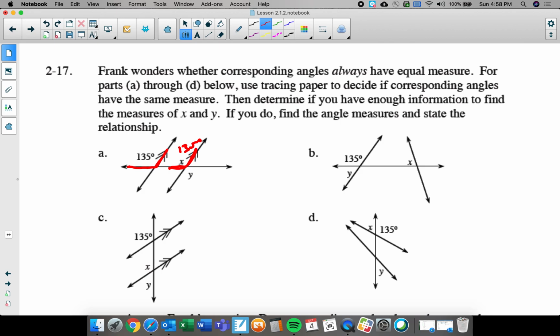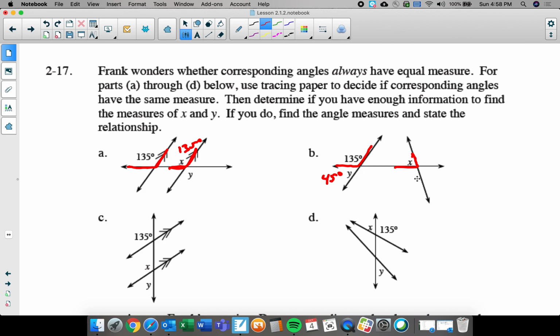In part B, 135 and Y are supplementary angles, so they have to add up to 180. They give you a straight angle, a straight line. So if I take 135 away from 180, that would be a 45-degree angle. And the question is, if I take this angle and slide it over, would it match up with this? I think it's fairly obvious the answer is no. So there's actually no way to find angle X in that one.